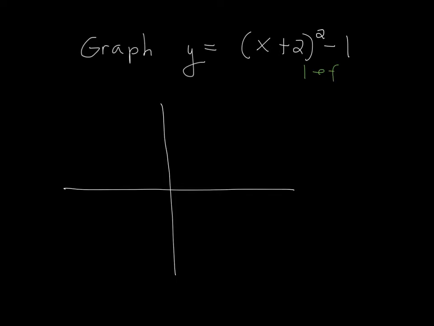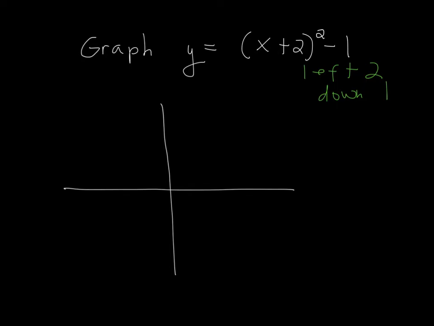left 2 and down 1. Once again, the number inside of the function, or inside, in this case the parentheses, that number moves it right to left, right and left. And if it's plus, it's the opposite of what you would think. You would have thought it would go to the right, but it actually goes to the left too. The number on the outside moves it up and down, and it's normal. So if it's negative, it goes down, just like you might think. Okay.